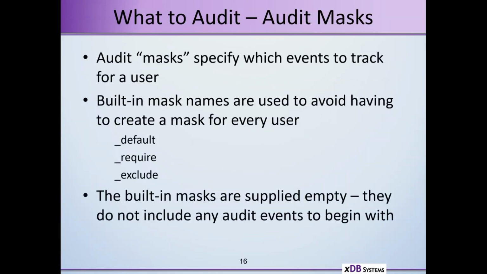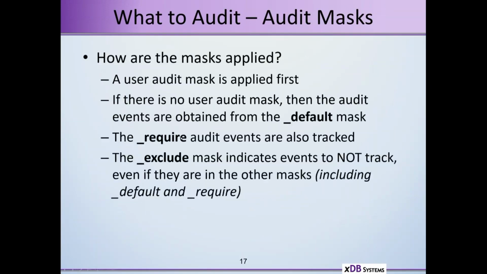And we do that by using audit masks. Now, we can set up masks for a particular user, and different users can have different masks, a mask being a set of those events that we're trying to capture. But there are some built-in masks: _default, _require, and _exclude. Now, these are empty at the beginning, but they are applied in a certain order.